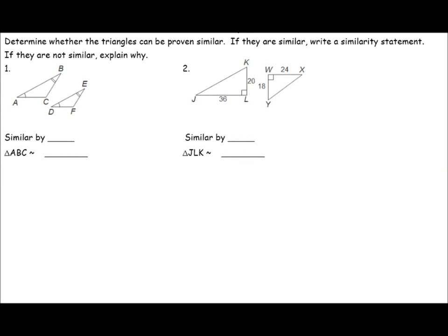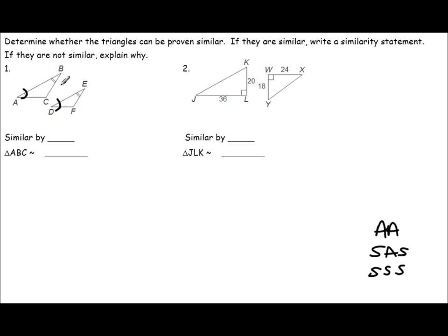These are the only three reasons that we use to prove that triangles are similar. So when we're determining whether triangles can be proven similar, we're looking for the following reasons. We're looking for two angles in each triangle congruent. We're looking for two sides proportionate and the included angle congruent. And we're looking for all three sides proportionate. If we can find any one of those relationships, then we do have similar triangles.